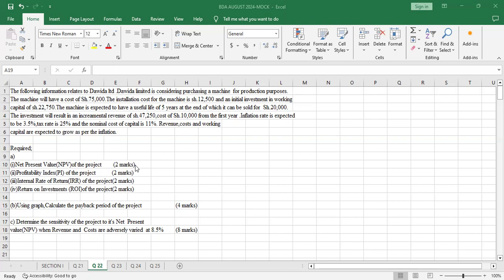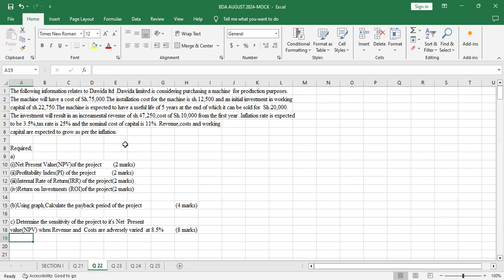Inflation rate is expected to be 3.5%. Tax rate is 25%, and the nominal cost of capital is 11%. Revenue, costs, and working capital are expected to grow as per the inflation. Required: A, the net present value of the project.